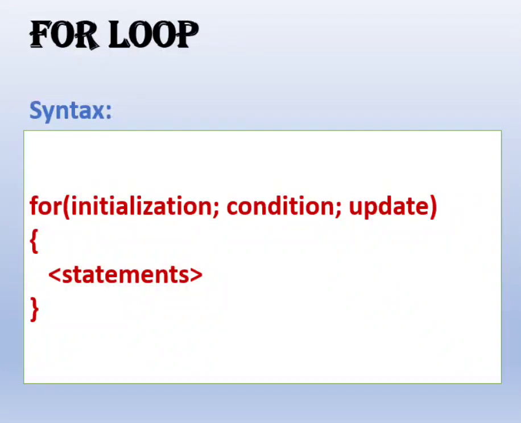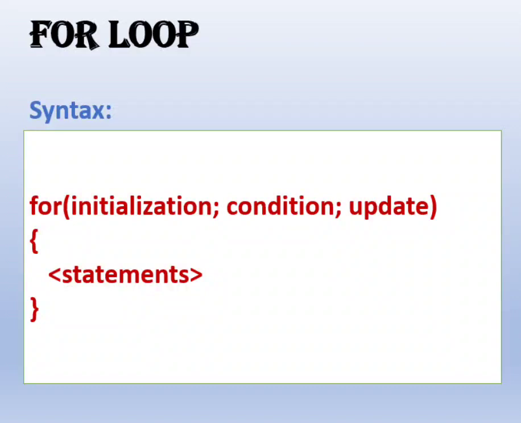The syntax for the for loop majorly contains 3 parts, as shown on the slide. It contains initialization, condition, and update statements. And the statements you want to run inside the for loop are put in between curly brackets.